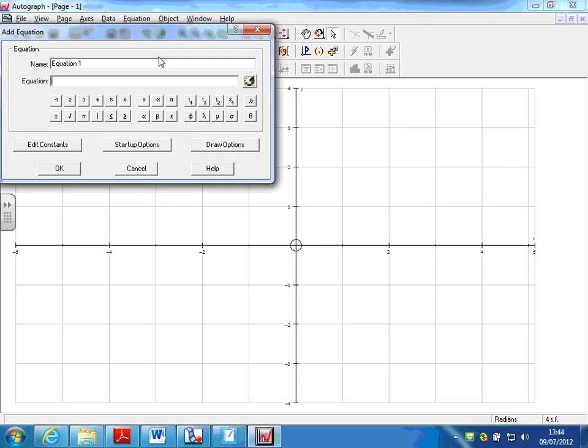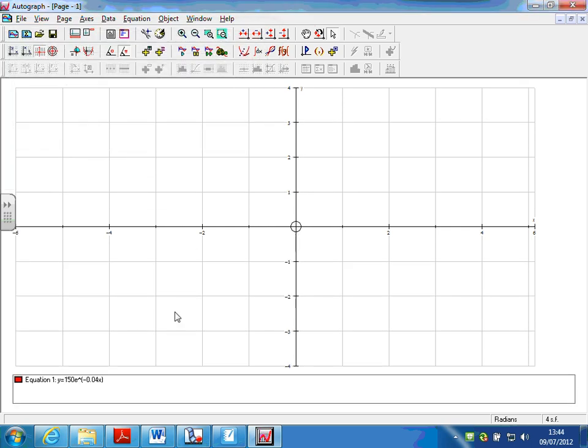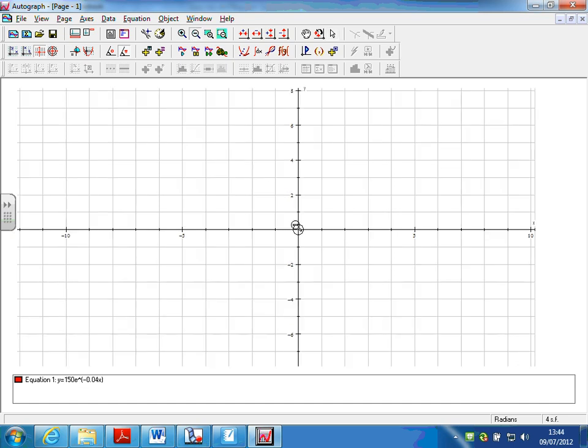Y equals 150 e to the power minus 0.04x. Okay, not surprising we don't see anything because again it's cutting the y-axis around 150, so I need to zoom out to see that 150.